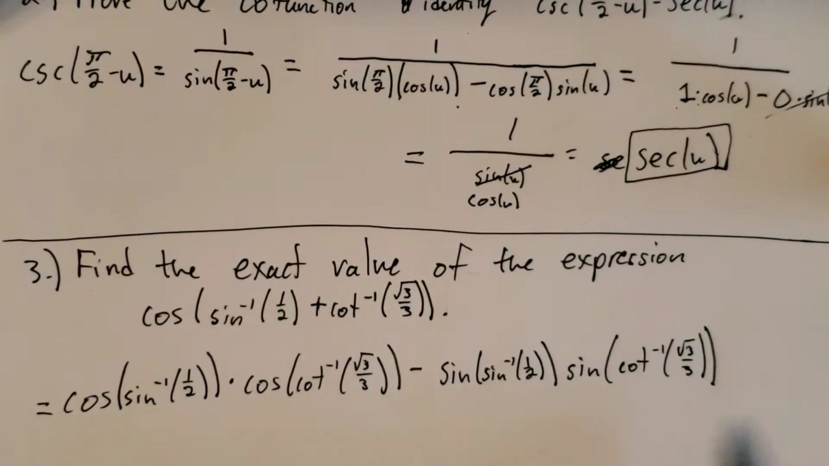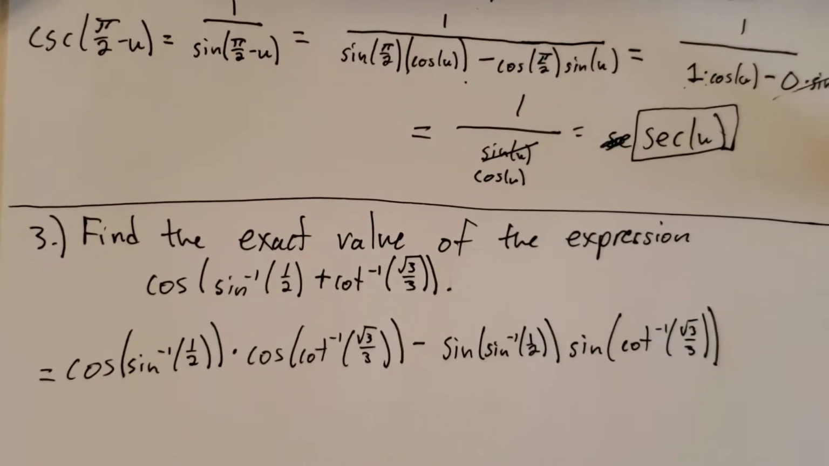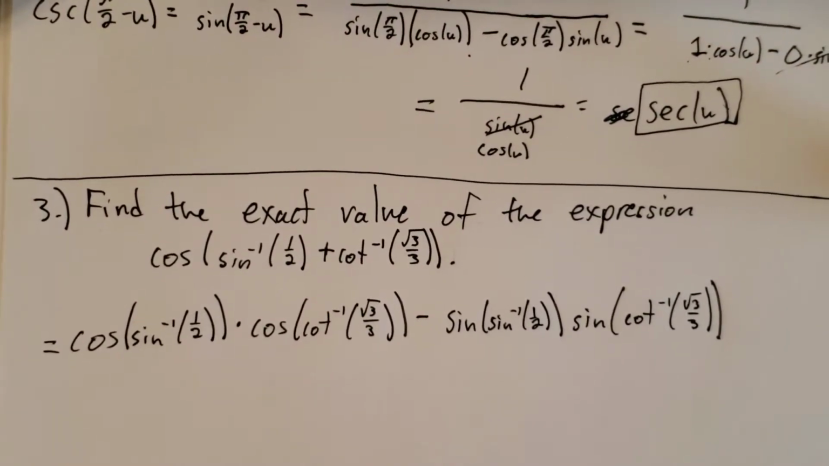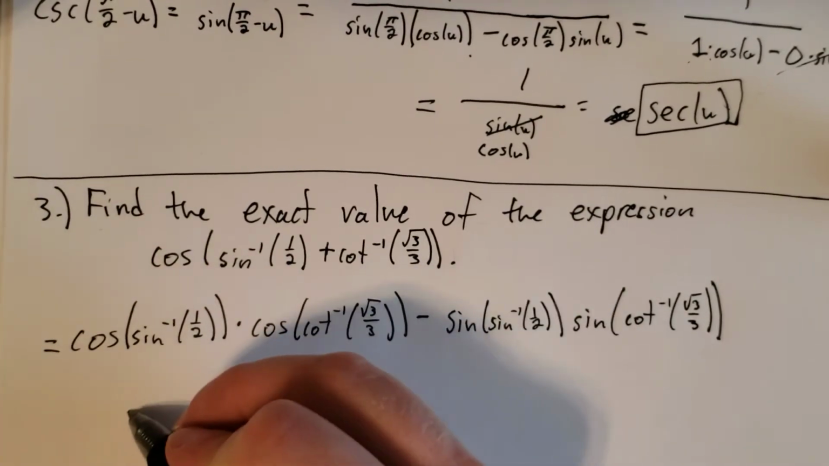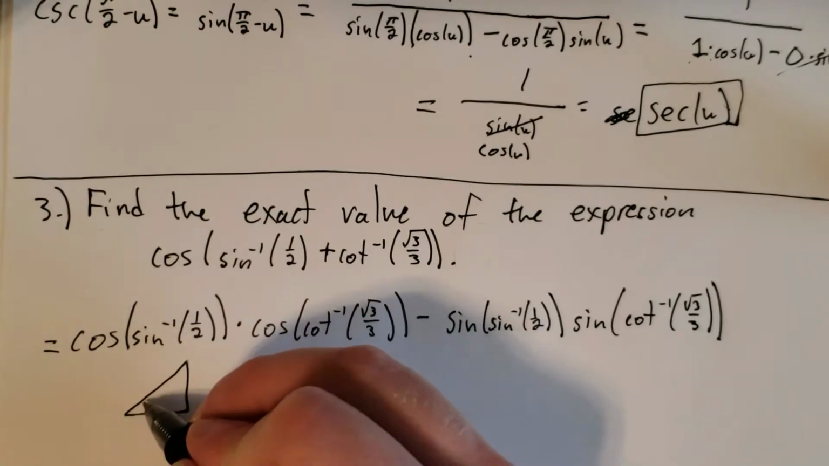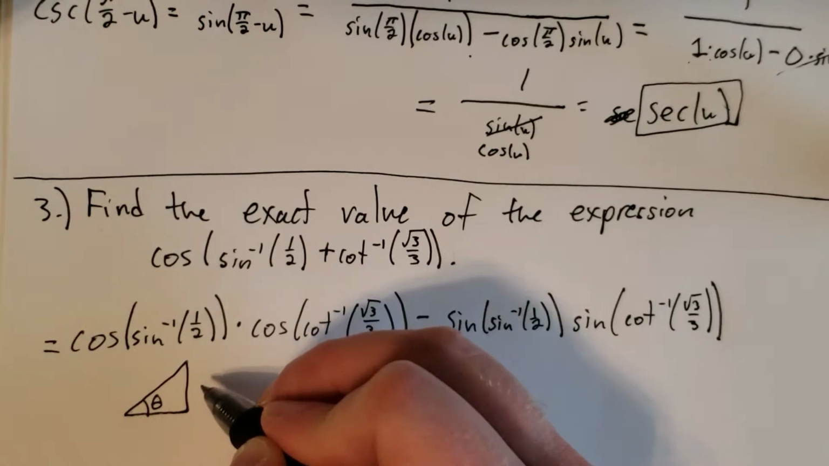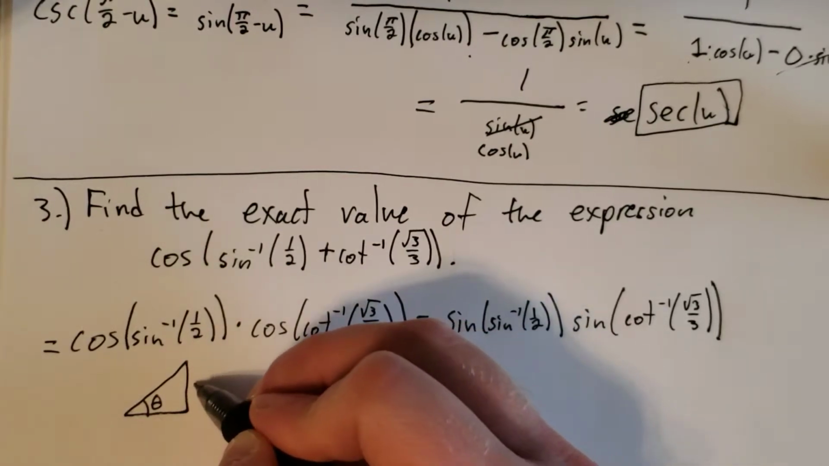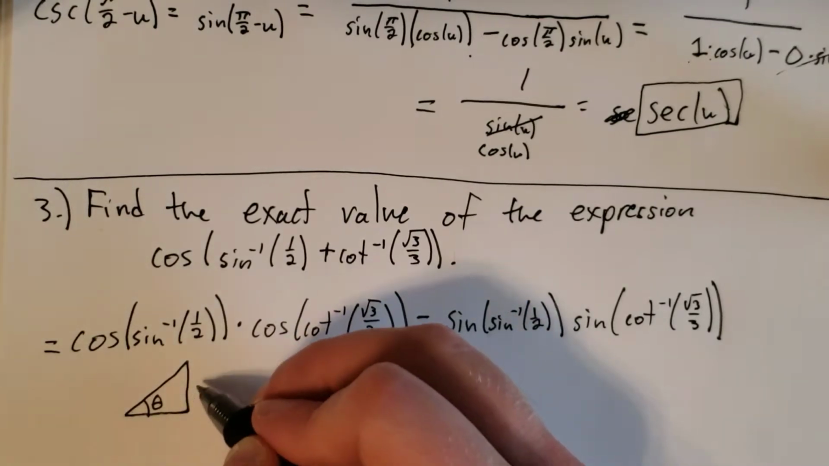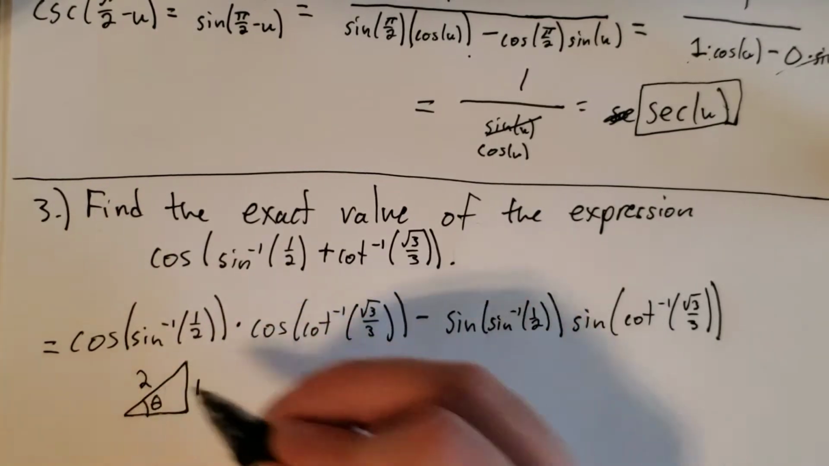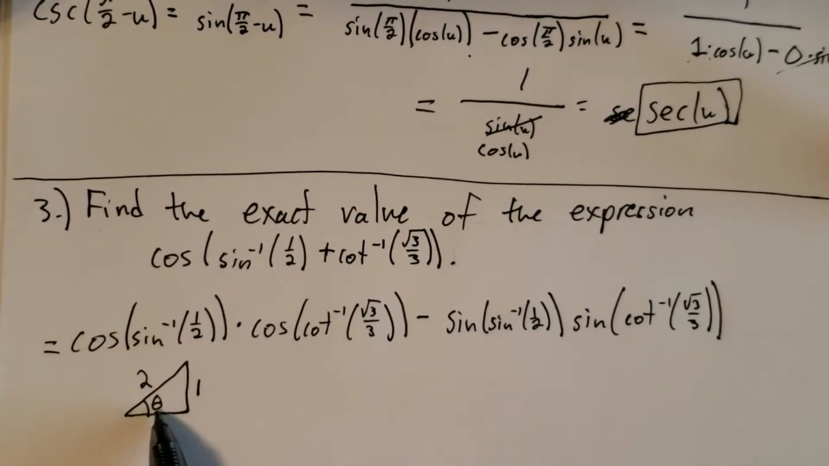And so we've rewritten this, and again, that looks complicated, but we've dealt with problems like this before, and they weren't that difficult. First off, if we have sine inverse of 1/2, what that means is that the sine of some angle theta is equal to 1/2. Sine is opposite over hypotenuse, so this is 1 over 2 here in this triangle. So this sine inverse of 1/2 is this angle theta.